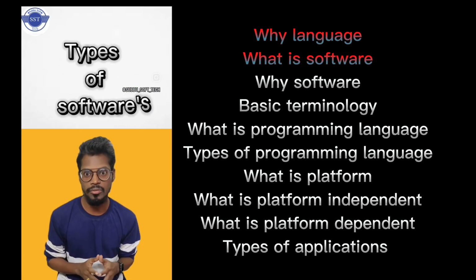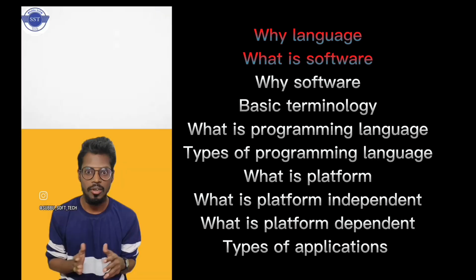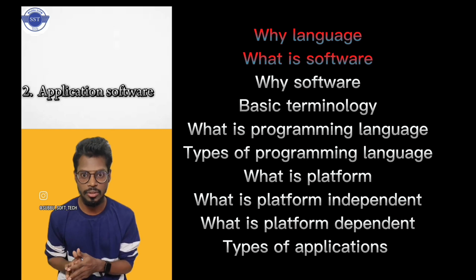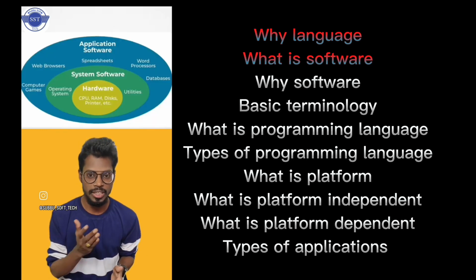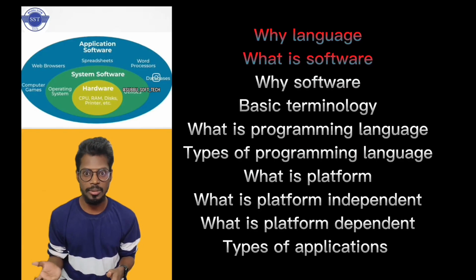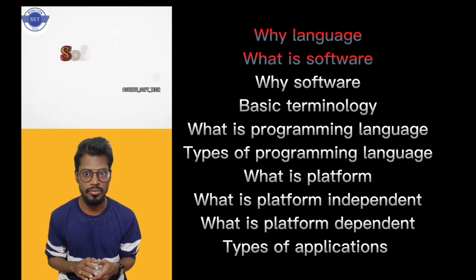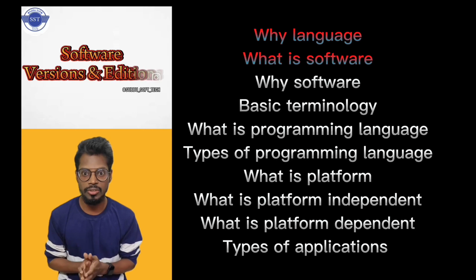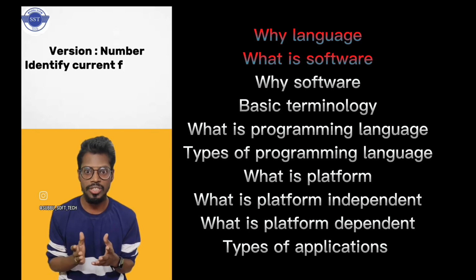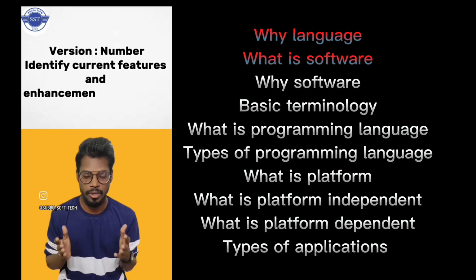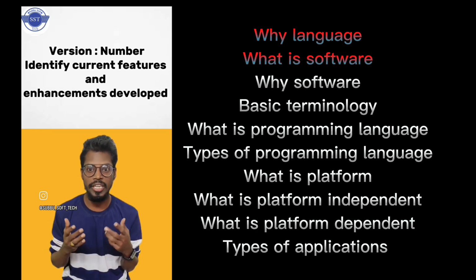When it comes to types of software, there are two types available. One is system software, another one is application software. When it comes to system software, if the software is released by the system, that comes under system software. Multiple customers using it is nothing but system software. Whenever they release a particular software, they release it with different versions. A version indicates the current features and enhancements developed as part of the software. That will be indicated by a number, guys.